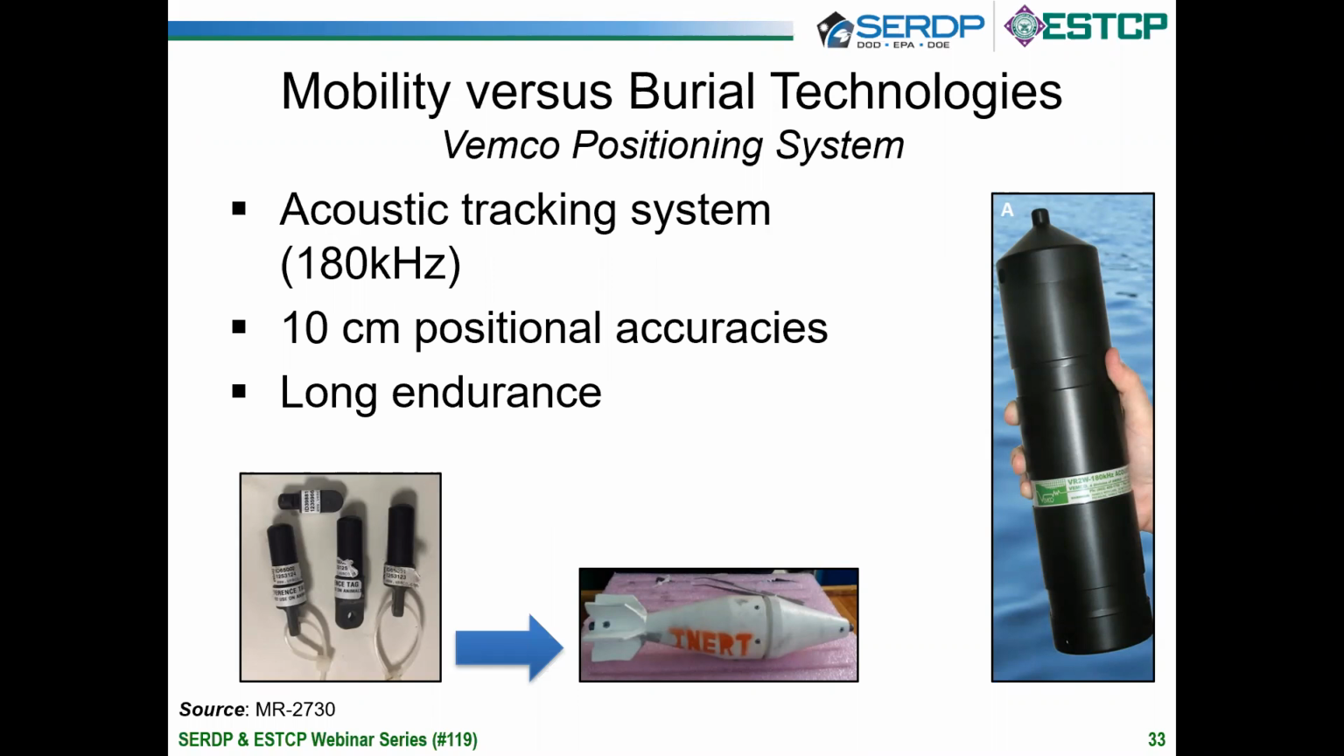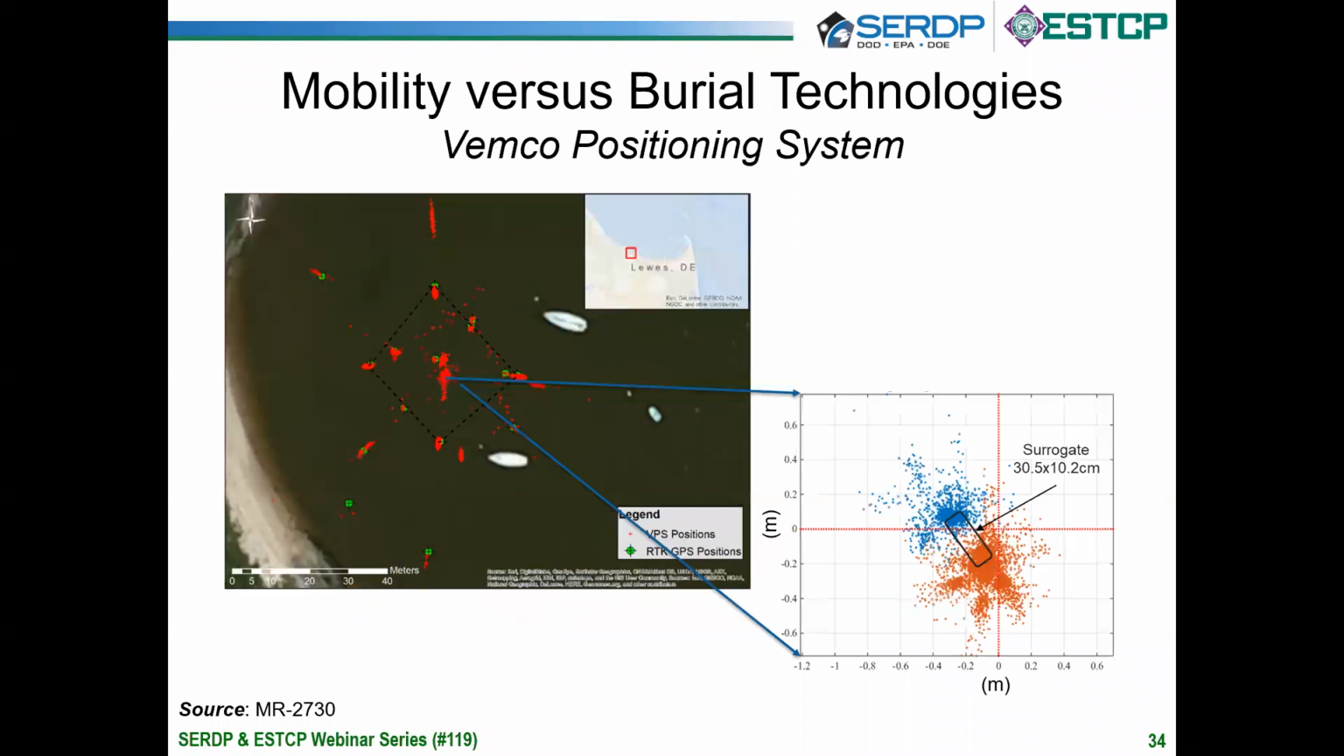I'll just skip to the punchline. This was work done in Delaware Bay in a more muddy environment. They're able to track the positioning by tracking the two ends. In the bottom right, you see the graphic there, tracking the two ends of the surrogate and getting its positioning down to below 20 centimeters accuracy over really long periods of time. So this is a commercial technology that's available for tracking munitions.